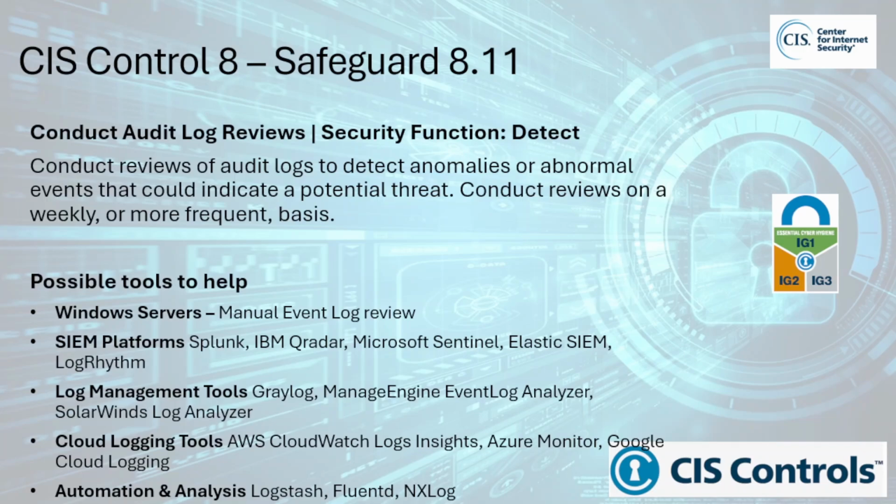Key practices include the following: conduct weekly reviews or more frequently based on risk level. Focus on critical systems, privileged account activity, and sensitive data access. Use automated tools to flag unusual patterns or events, and maintain documentation of reviews and findings for accountability and audits.